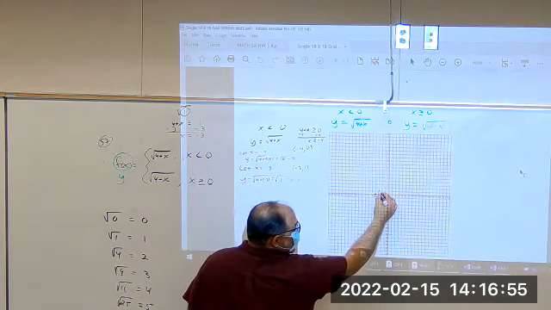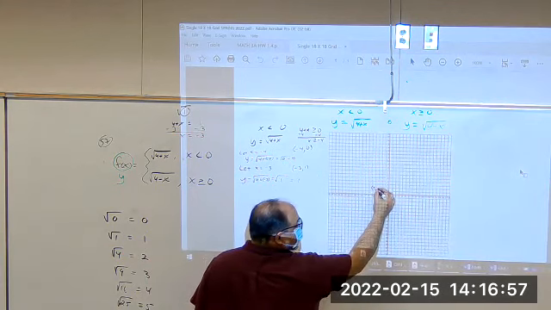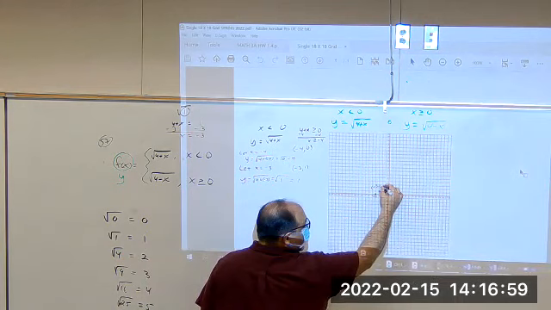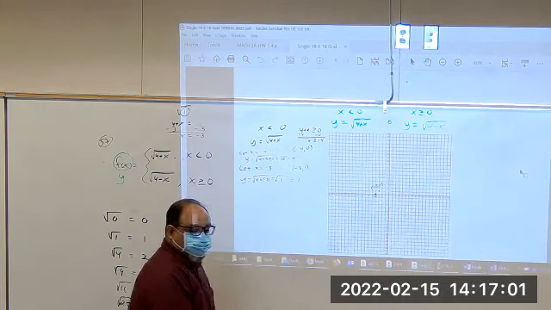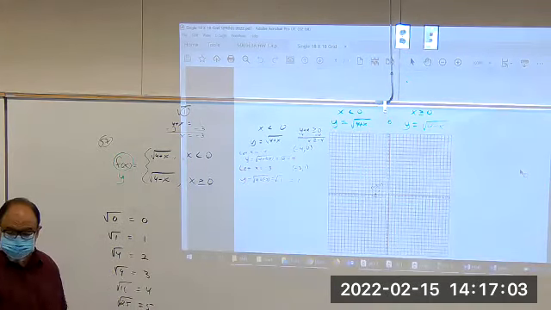Now, because that's in quadrant 2, you do have to label it with an ordered pair when you turn in a test or a quiz, if we're graphing.